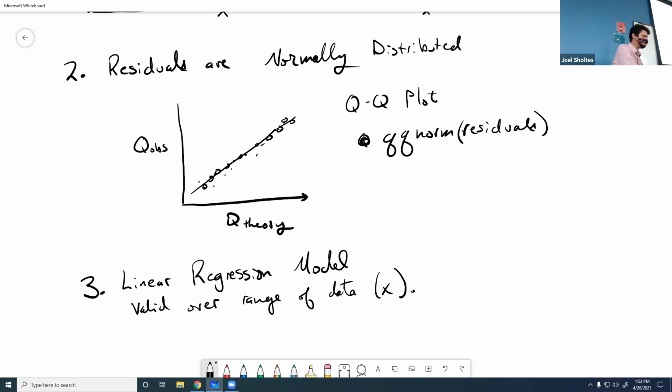Okay, so let's take a few minute break, and we'll pull up some R and we'll go through that R markdown document.